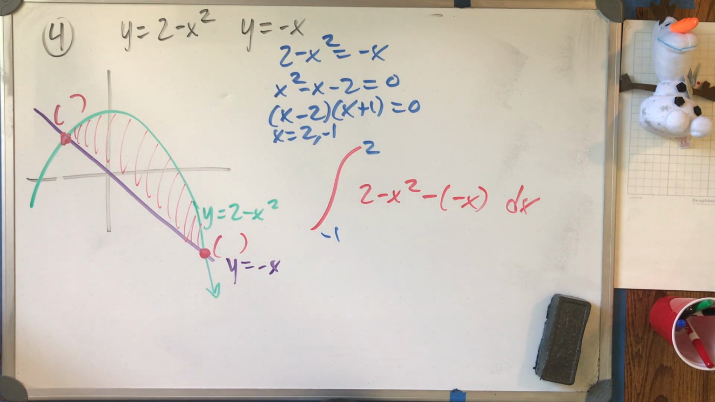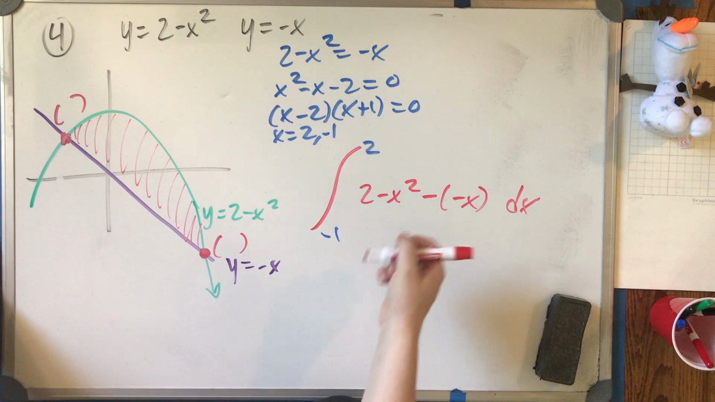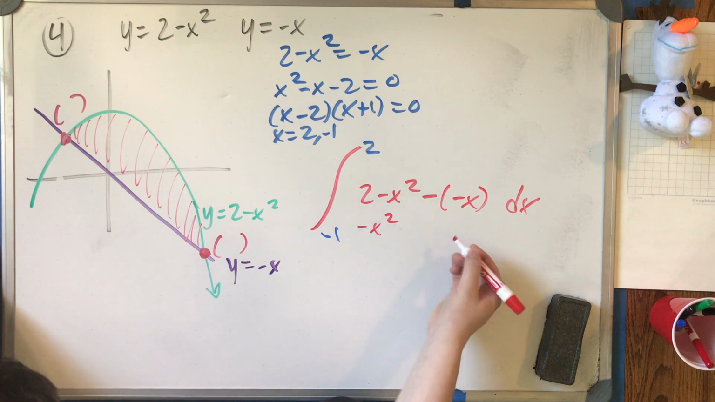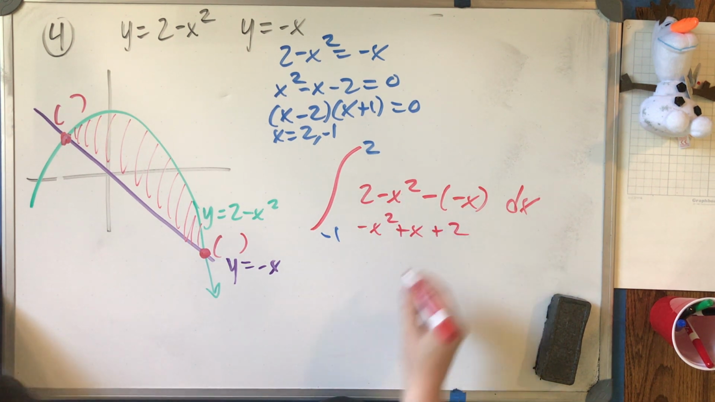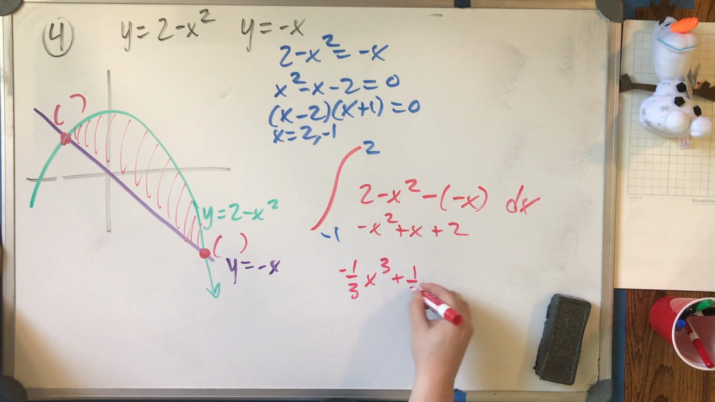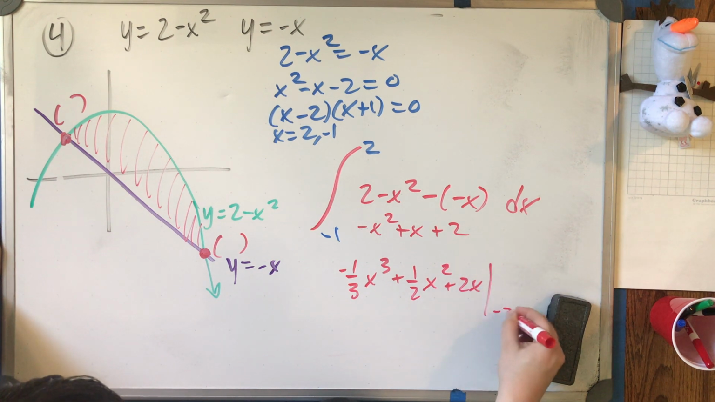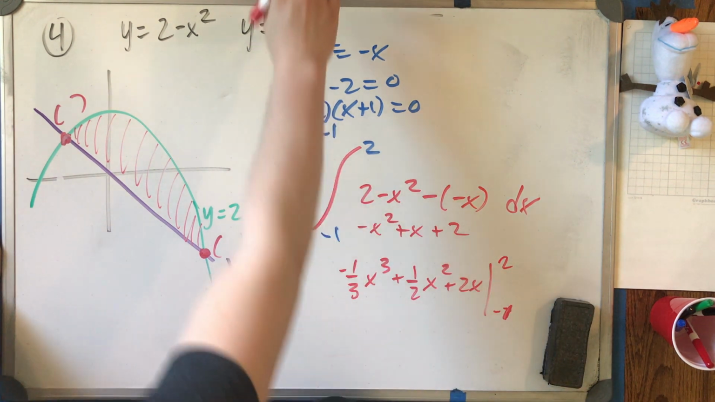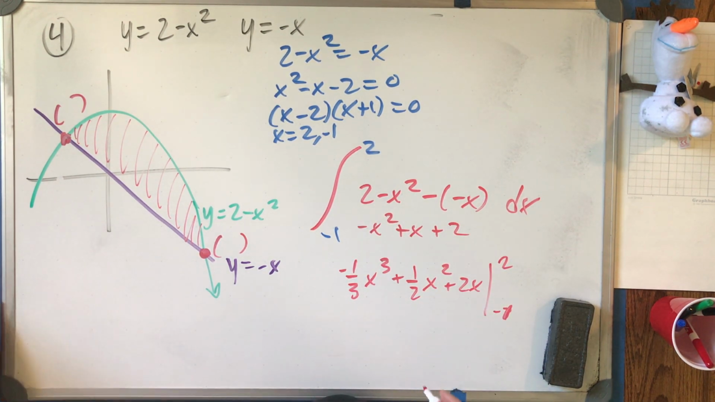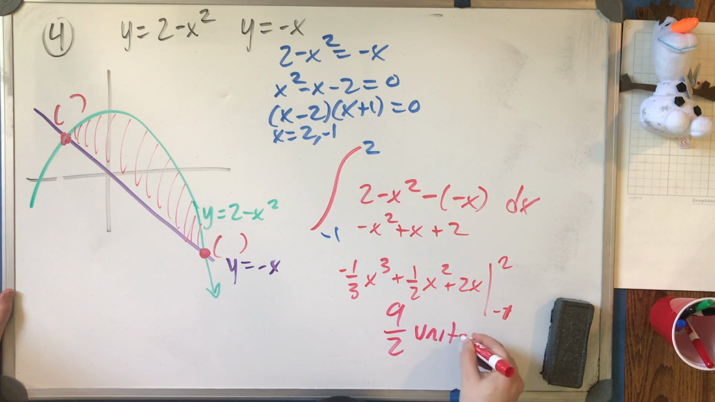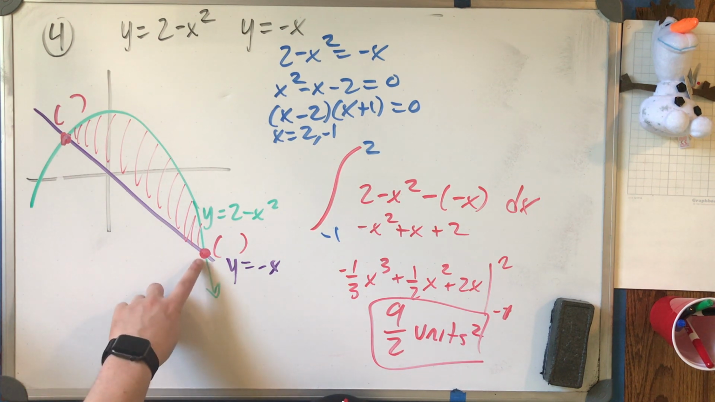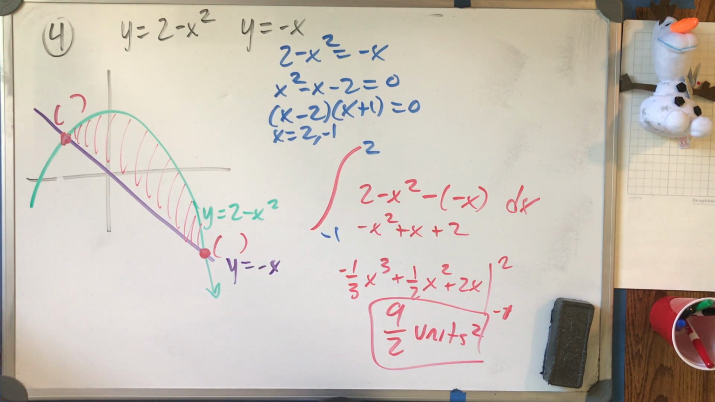From here, again, if you have your calculator, we would use our calculator. If we don't, it's very simple for us to just figure this out. I'm just going to rewrite it so that it's in descending order. So I'm going to take the antiderivative of this. That will give me negative 1/3 x to the third plus 1/2 x squared plus 2x, evaluated from negative 1 to 2. From here, I'm just going to plug in 2 and plug in negative 1. I'm going to cheat and not do any of the extra math to show you that it works, but I got 9 over 2 units squared. So that's the area here. A little bit harder because we had to first find the limits of integration.